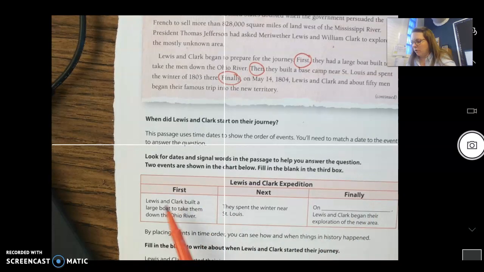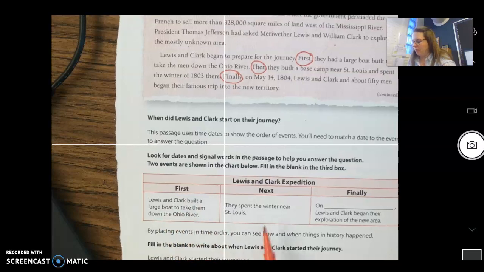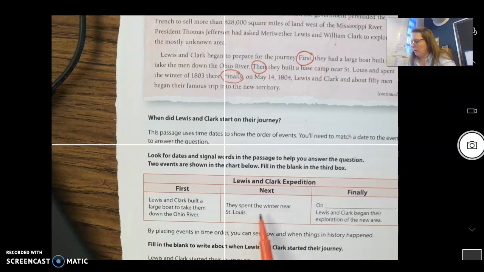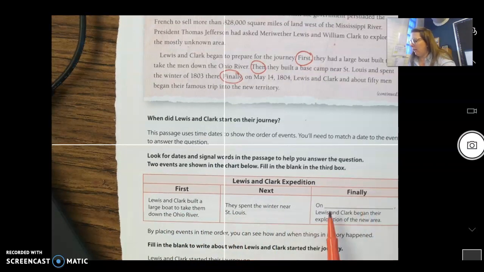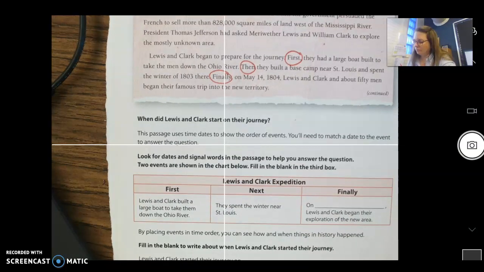this one. First, Lewis and Clark built a large boat to take them down the Ohio River. Next, they spent the winter near St. Louis. Finally, on blank, Lewis and Clark began their exploration of the new area. So go ahead and pause your video and write down what you think you should write down right here.